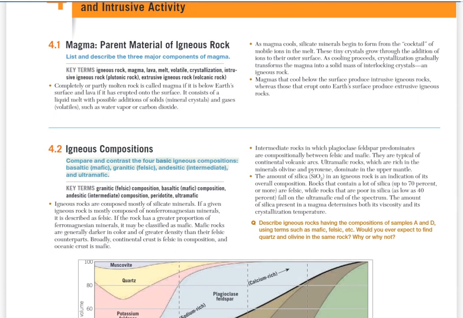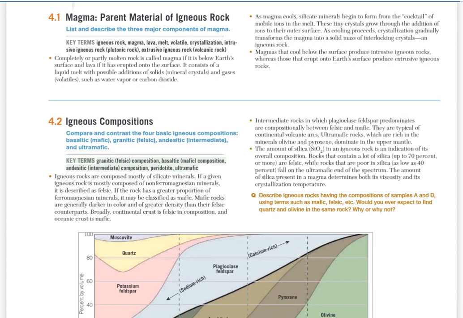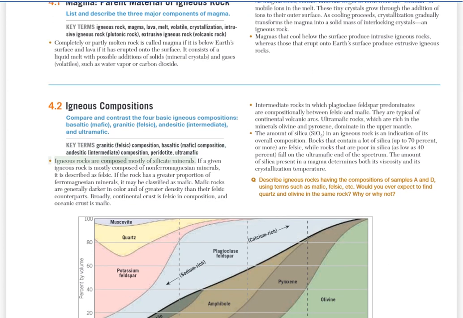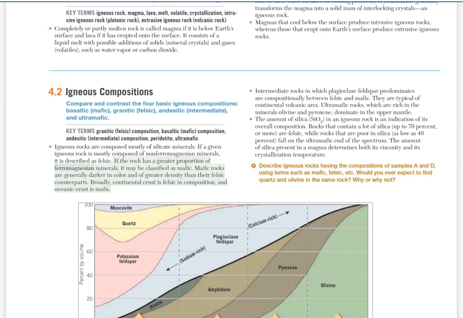4.2 Igneous compositions. Compare and contrast the 4 basic igneous compositions: basaltic, granitic, andesitic, and ultramafic. Key terms: granitic composition, basaltic composition, andesitic composition, peridotite, ultramafic. Igneous rocks are composed mostly of silicate minerals. If a given igneous rock is mostly composed of non-ferromagnesian minerals, it is described as felsic. If the rock has a greater proportion of ferromagnesian minerals, it may be classified as mafic. Mafic rocks are generally darker in color and of greater density than their felsic counterparts. Broadly, continental crust is felsic in composition, and oceanic crust is mafic.